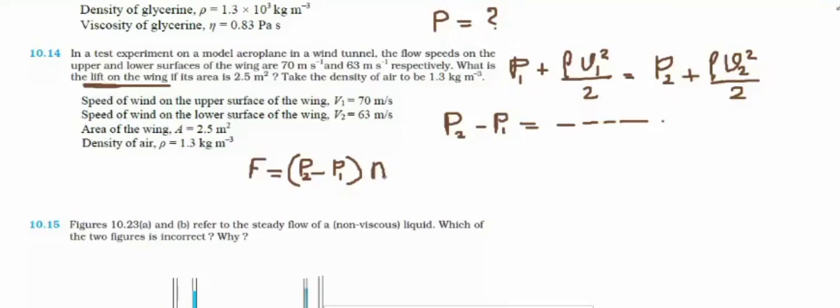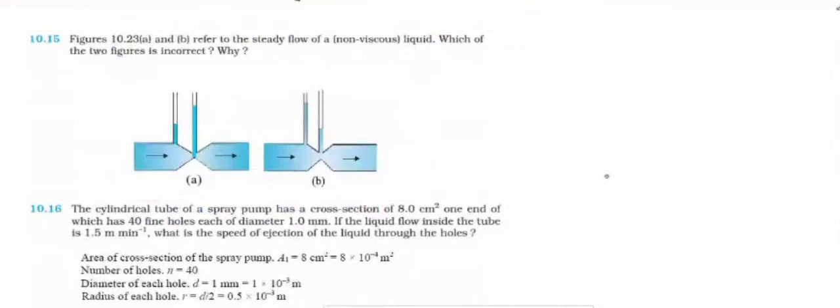The total area is given as 2.5 meter square. So into area, substitute the values and find the force there. Then question 15. Figure is given, and which of the two figures is incorrect? Okay, so here you can see it's a constriction.